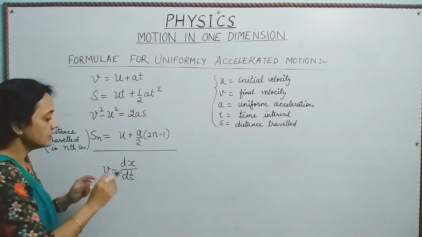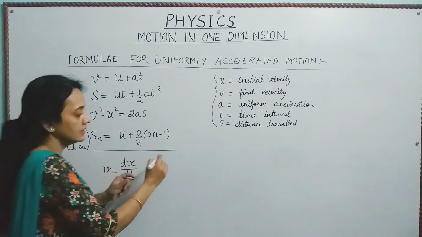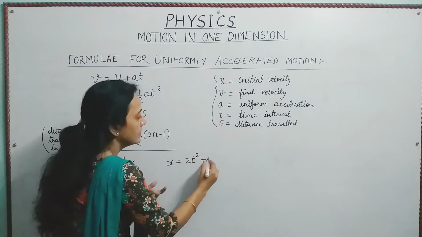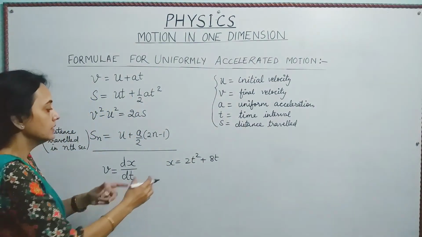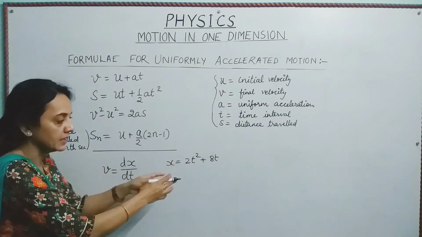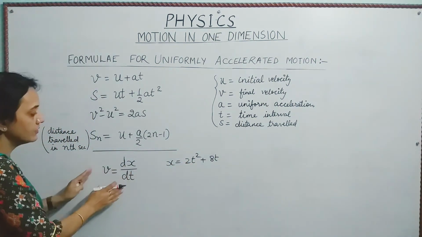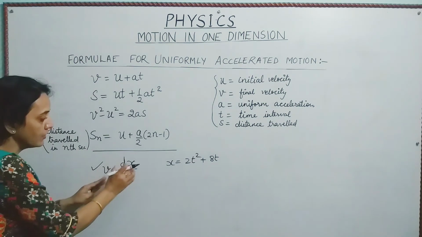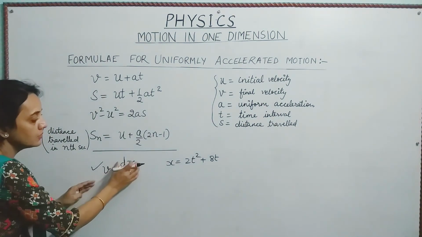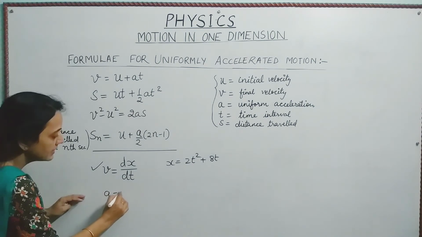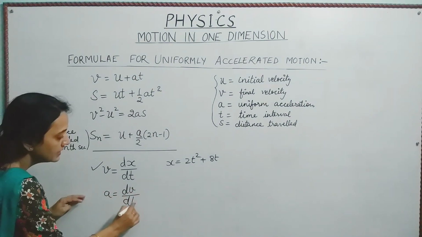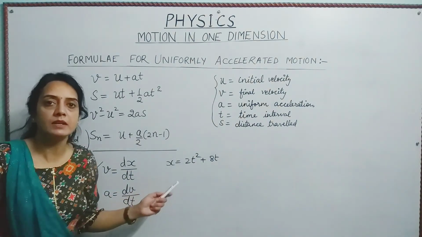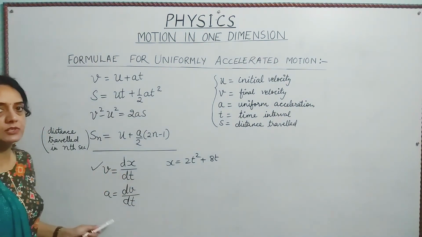Sometimes in competitions an equation is given, where the position x of an object is shown like this, and you have to find the velocity of the body at some instant. If an equation like this is given, you have to use the formula, because we know velocity is the slope of the position-time graph. So v equals dx upon dt. Similarly, acceleration will be dv upon dt. If this kind of question is given, we find velocity and acceleration like this.